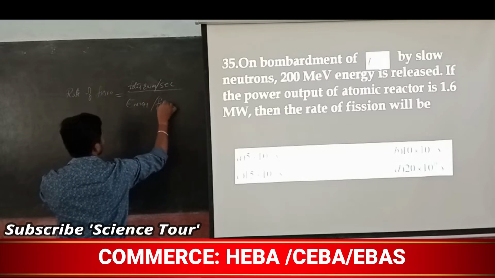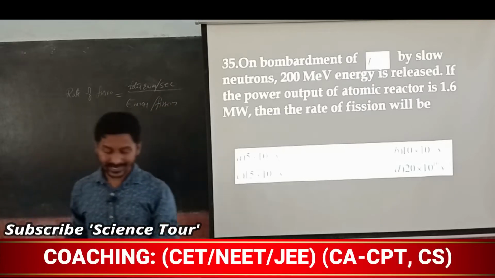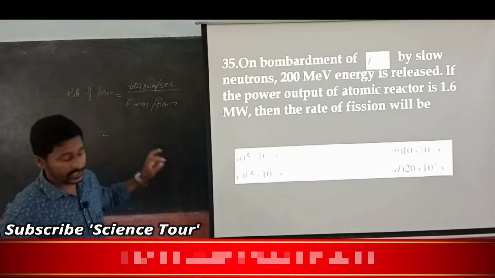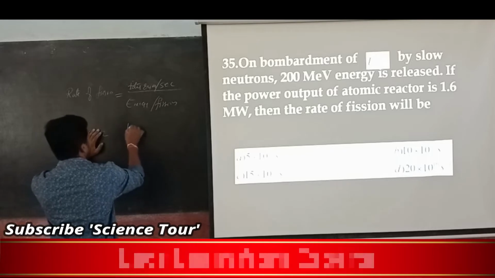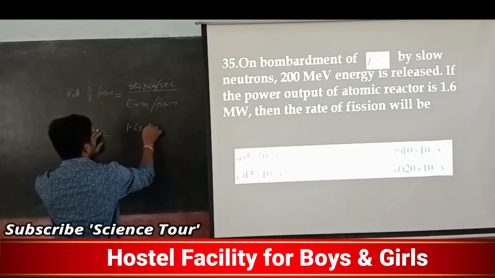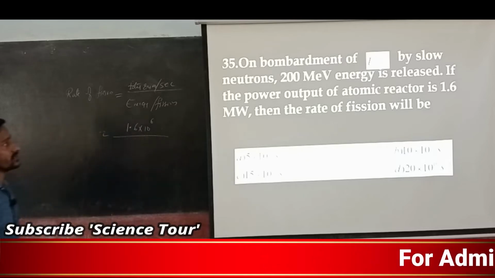Per fission. Can you do this? So what is total energy? Total energy, what is the total power? It is given 1.6 megawatt, means 1.6 into 10 to the power 6 watt, divided by energy per fission.